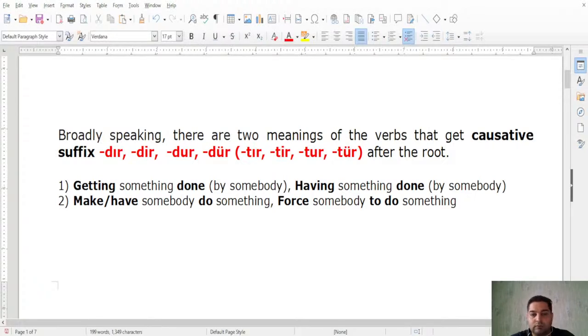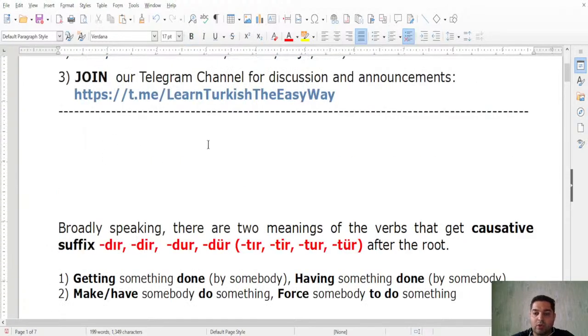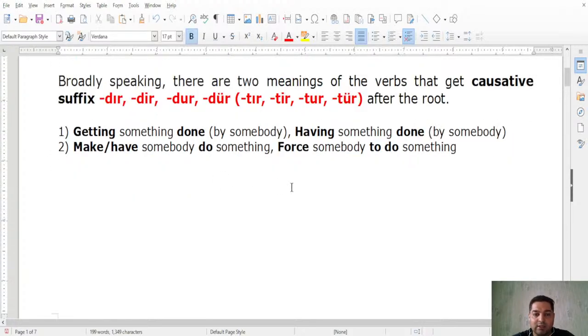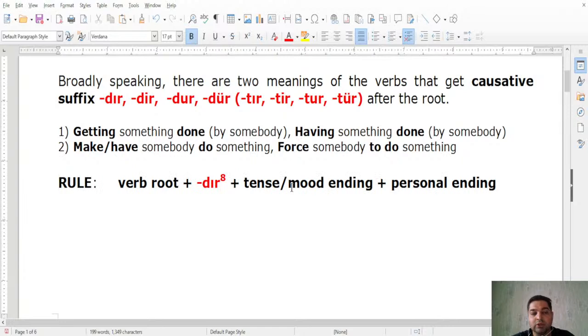So let's now see the structure, okay? The structure of how we construct it. Let me just put a rule for you here. The rule is very simple, same as with other verbs. Here the only thing that we have extra is this dır over 8, okay? One of the 8 possible suffixes that is added to the root of the verb. And then you have a tense or a mood ending, right?